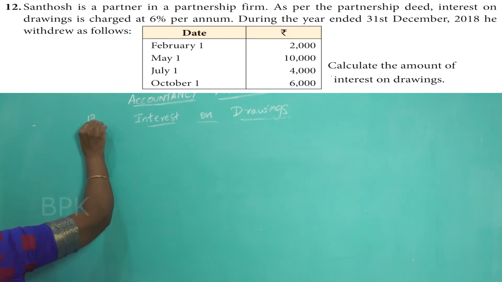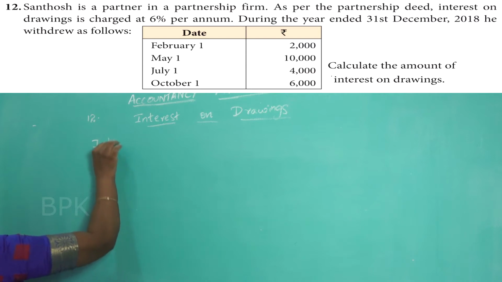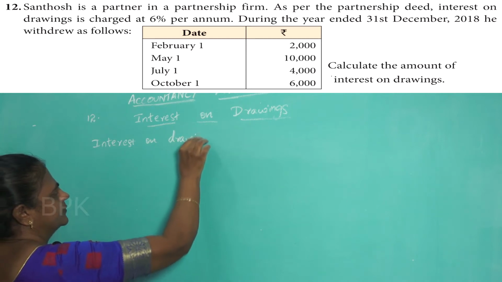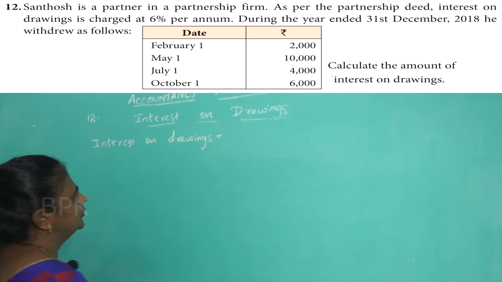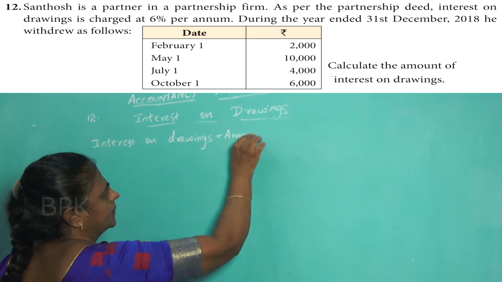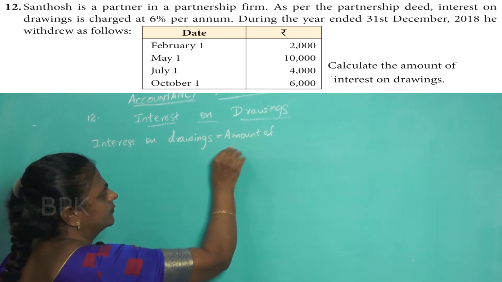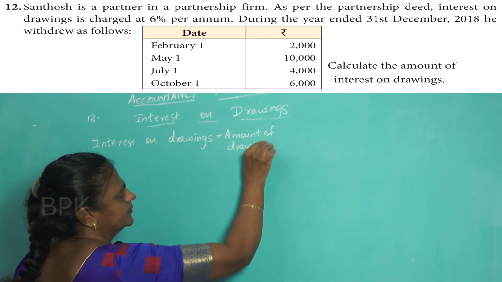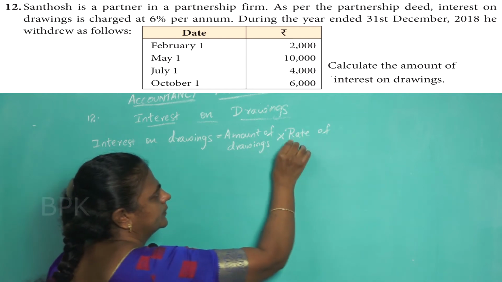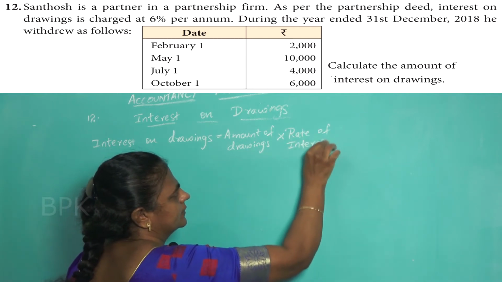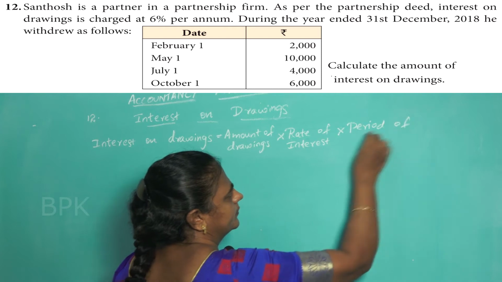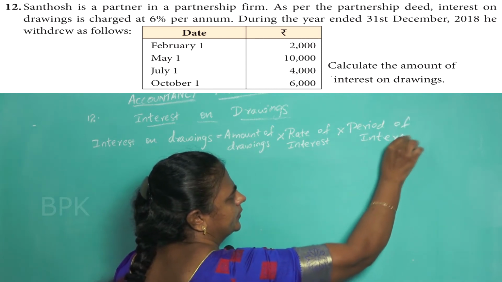Question number 12. Interest on drawings is equal to amount of drawings into rate of interest into period of interest. Okay, this is the formula.